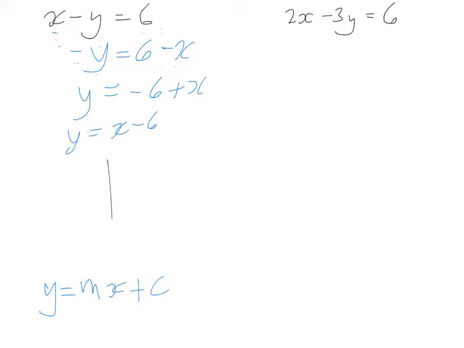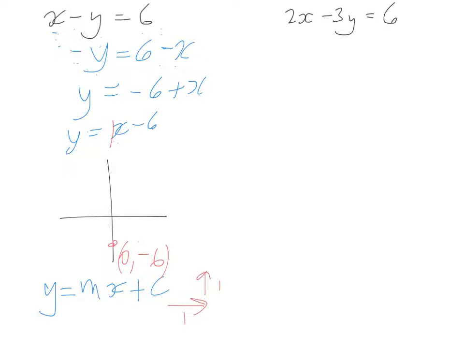So put in our axes, we've got a y-intercept of negative 6. So we'll be here at 0 and negative 6. Coefficient of x is 1, so that's our gradient. Our gradient is 1. So for every 1 we go across to the right, we go up 1 as well.